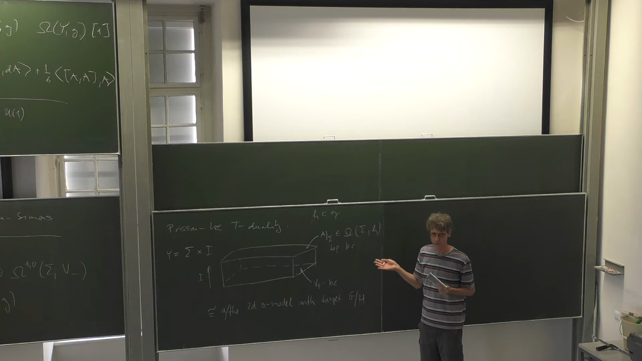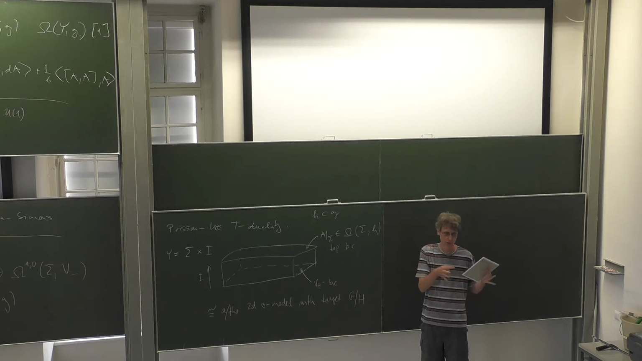Okay, so this Poissonian T-duality is not what is normally called duality in string theory or wherever, where one really wants to have a true isomorphism.